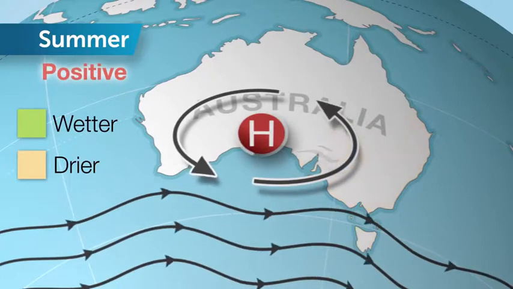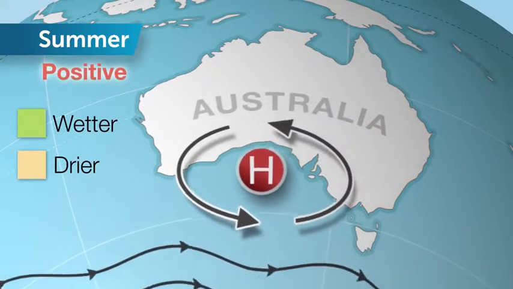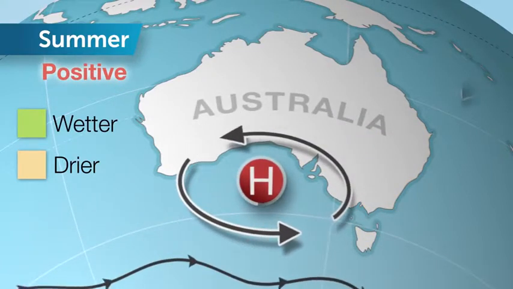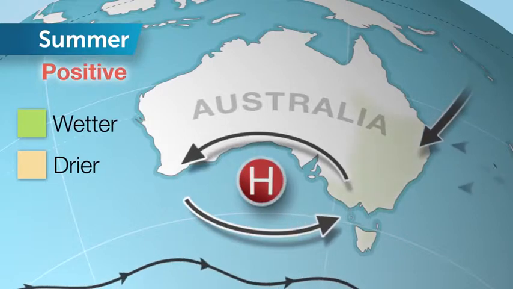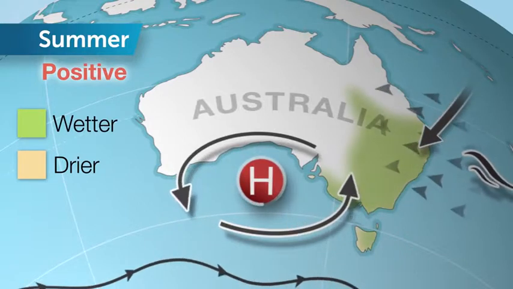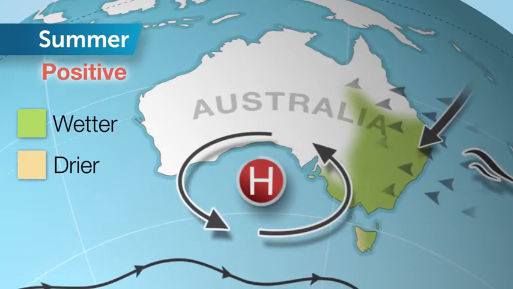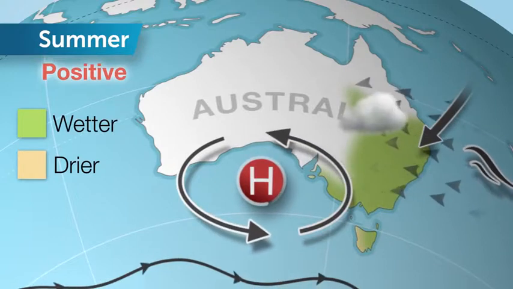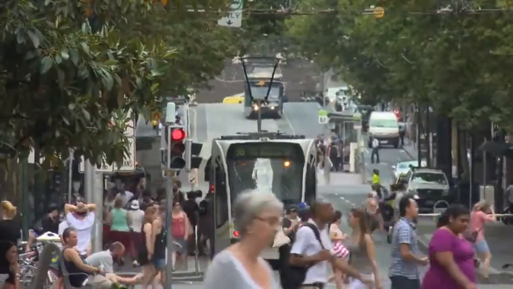During a positive phase of SAM in summer, the ridge shifts even further south. This expands the area receiving tropical air from the north and allows more moist onshore winds along the east coast. More available moisture means more chance of rain. In spring, SAM's effect on our rainfall can resemble a weak summer pattern. For many parts of southern Australia, a negative phase can increase the odds of a heat wave.